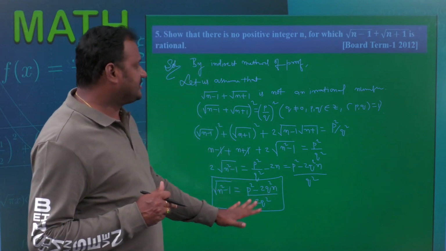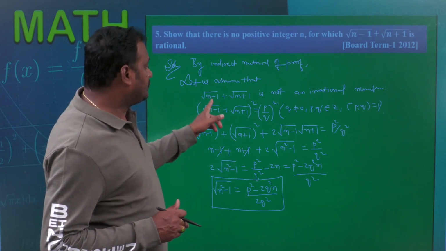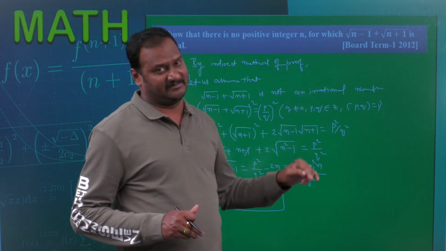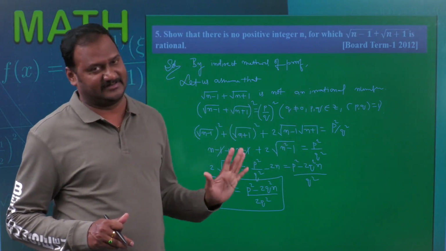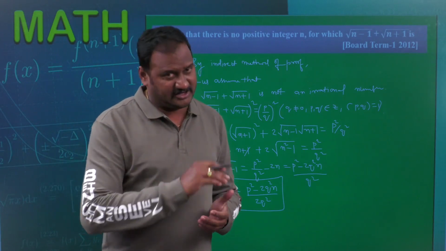So this contradiction is only due to our assumption. Therefore our assumption is wrong. Therefore root over n minus 1 plus root over n plus 1 is an irrational number. This is the conclusion about this problem. This is one way of solving the problem.